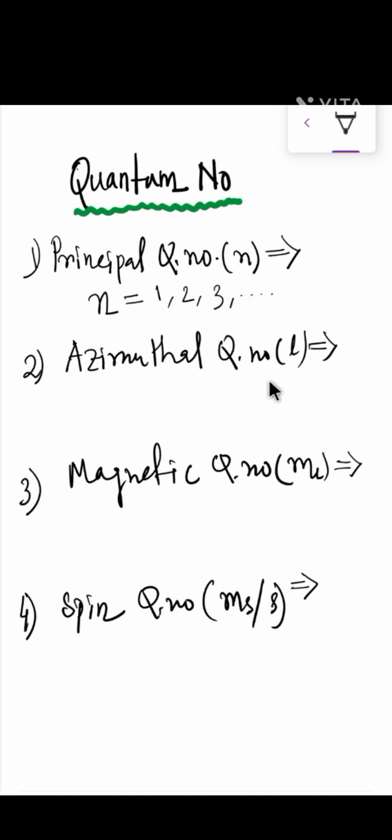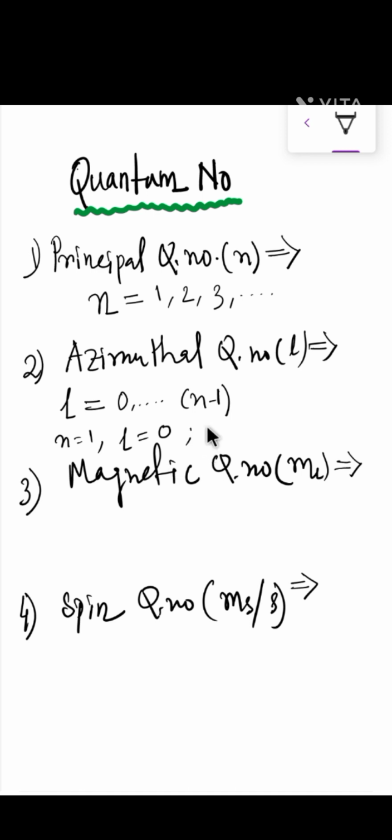The azimuthal quantum number depends on the value of n. For a particular value of n, like 1 or 2 or 3, the azimuthal quantum number l will be 0 to n minus 1. If n equals 1, l will be 0 to n minus 1, that is 0 to 0. That means 0 only, because 1 minus 1 is 0.